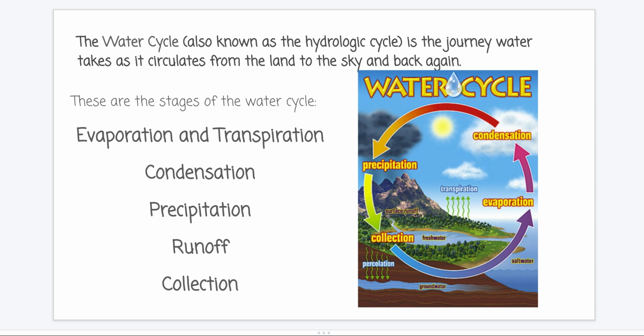So sometimes you'll hear the water cycle called the hydrologic cycle. Hydro means water. And it is the journey that water takes as it circulates, making this constant up and down from the land to the sky and back again. So there are many stages of the water cycle, and we're going to talk about each one. You can see them here on this picture.